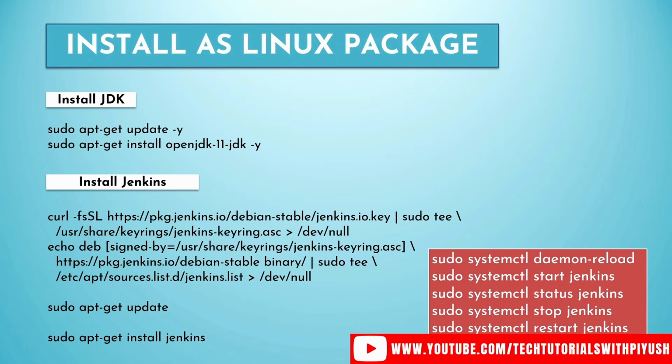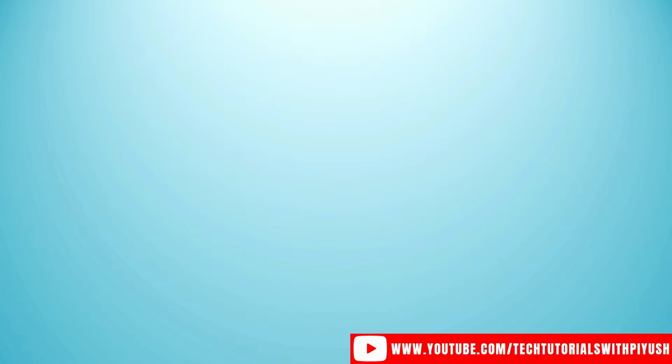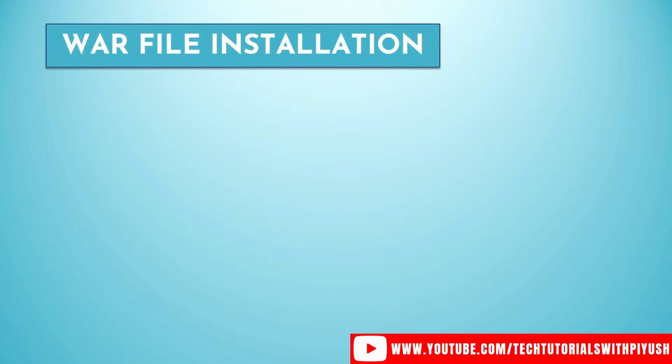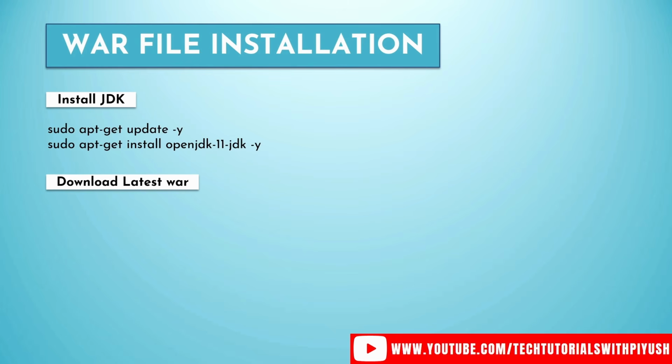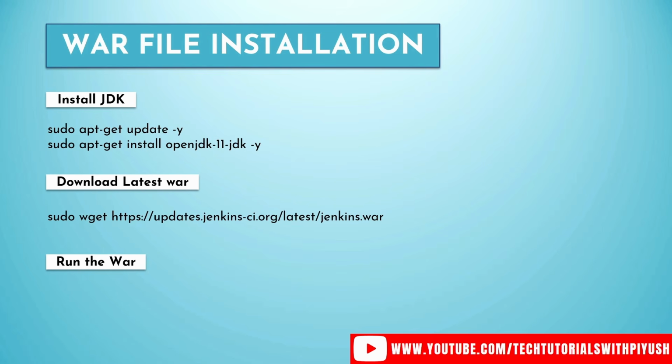Now that we have seen how to install it as a Linux package, let's have a look at the next method, which is installation as a WAR file. You first install JDK version 11, which we have already done. The next step is to download the latest WAR file from this website using the wget command or the curl command.